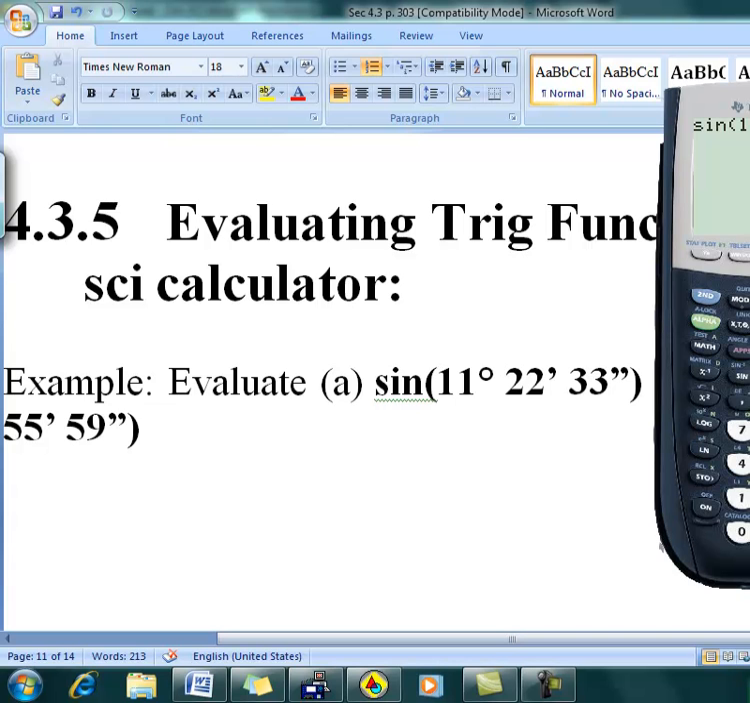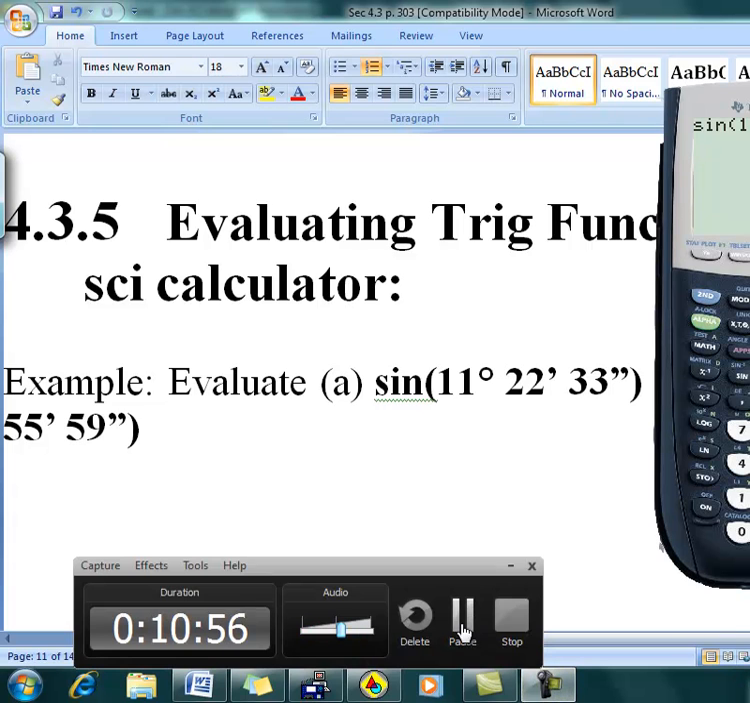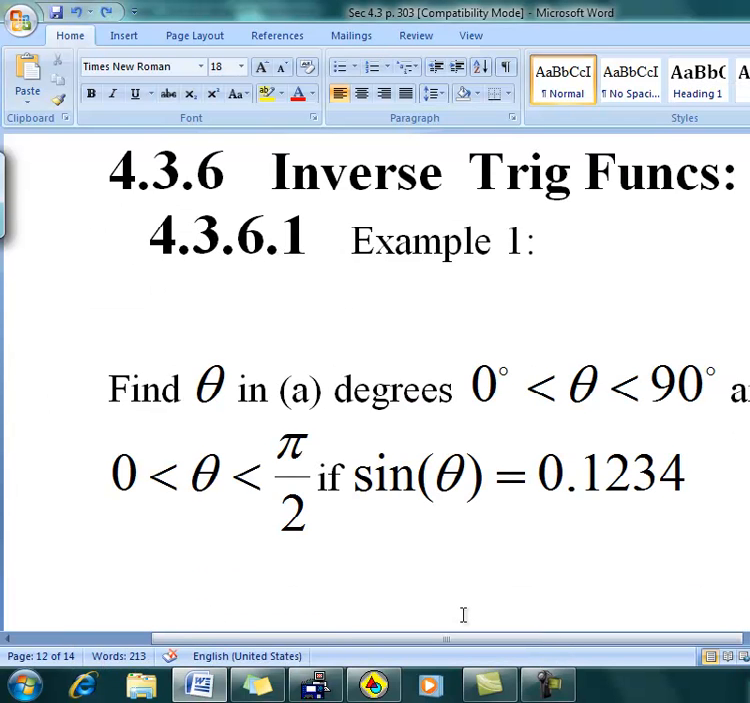Okay. Let me make sure that my calculator is in degree mode. Hey, it's not. I'm glad I caught that. Okay. And then go ahead, enter. And does everybody get 0.1972? Yes. Nice. Okay. Now the next thing is to find the inverse of an angle.